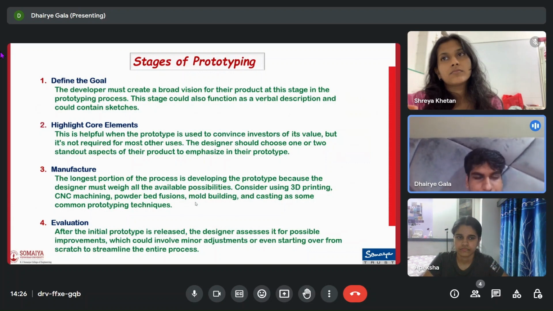Second is highlighting core elements. This is for when their prototype is used to convince investors of its value, but it's not required for most other uses.